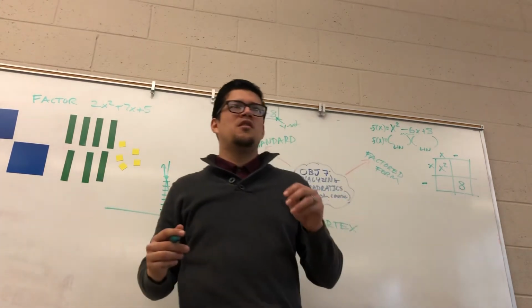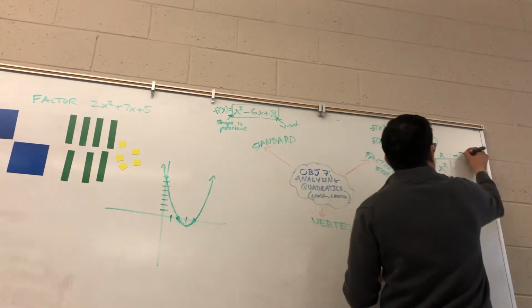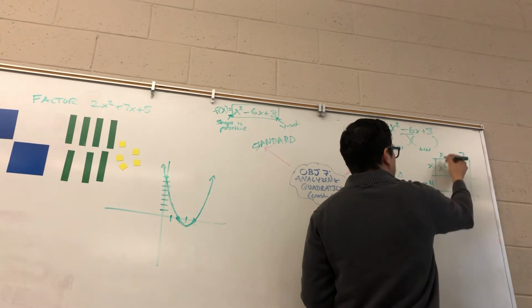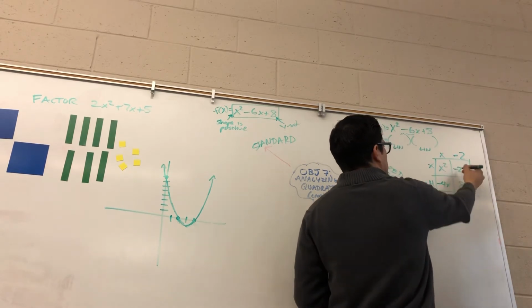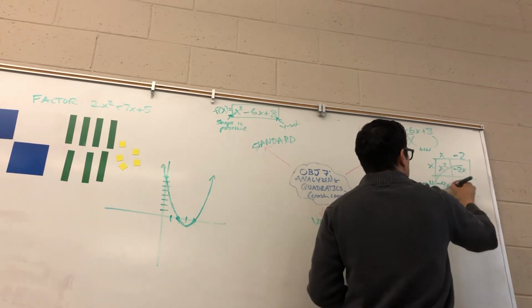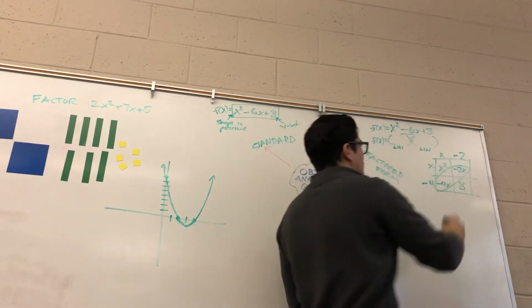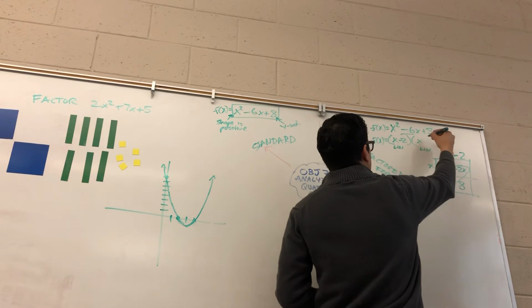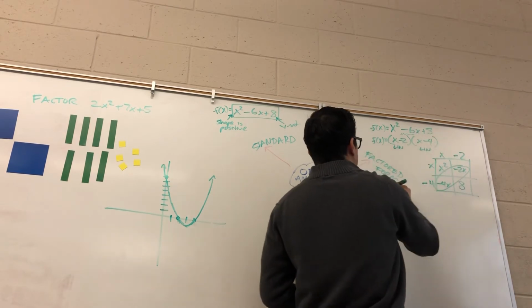2 and 4. 2 and 4, right? Okay, so x minus 2, x minus 4. I multiplied here, I got negative 2x. I multiplied here, I got negative 4x. I combine these, and that gives me my negative 6x. Plus 8. Very good. So my factored form is x minus 2, x minus 4. All right?